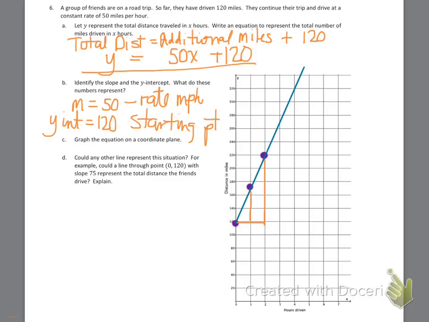So part D says, could any other line represent this situation? For example, could a line going through the point (0, 120) with a slope of 75 represent the distance the friends drive? And the answer to that would be no, because that would be a situation where they were going 75 miles an hour, but they're going 50. So you should write something that represents that.